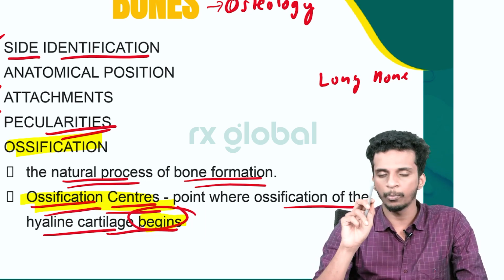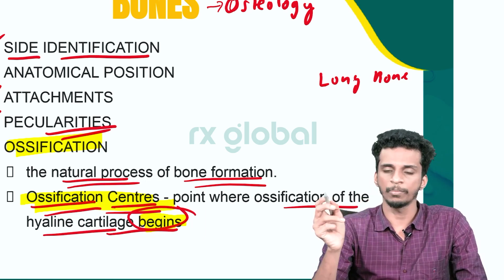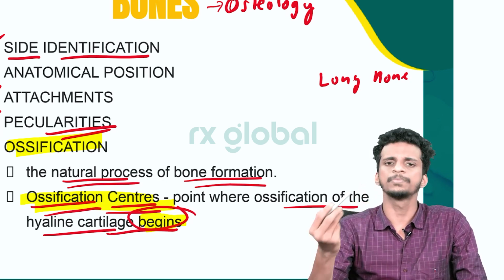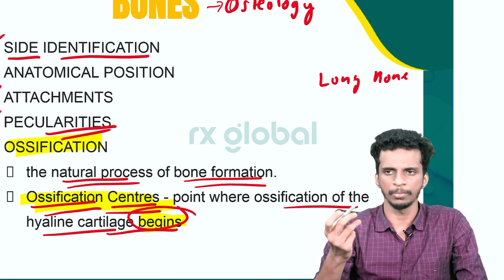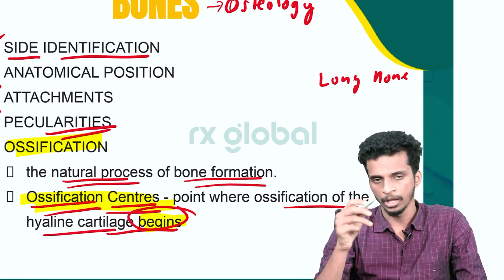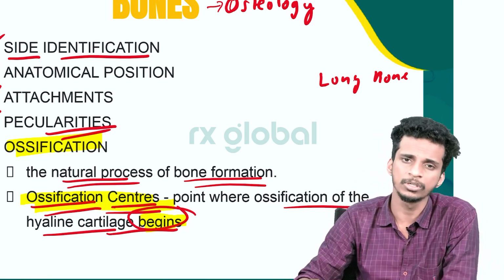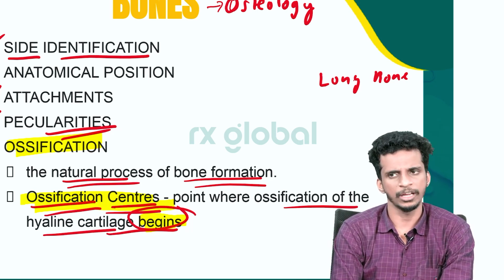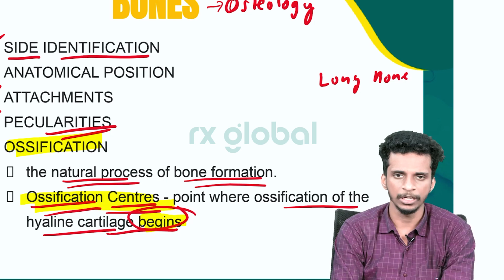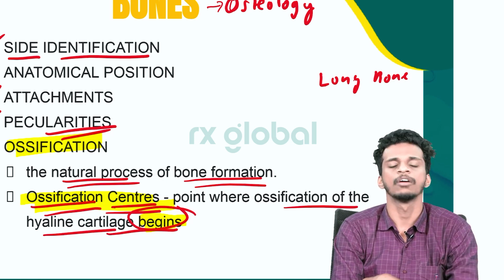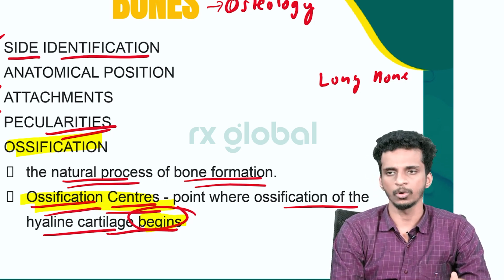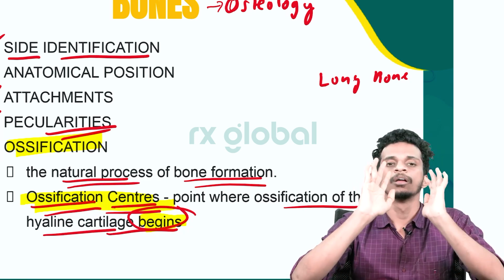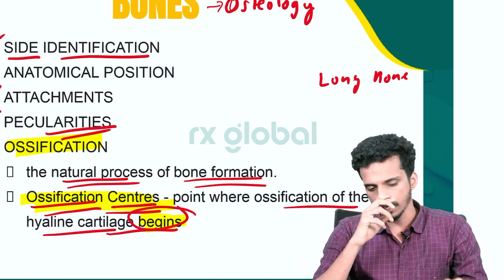Now the third point of a bone is the attachments, which muscles are attached to the bone. The fourth point of a bone is the peculiarities of the bone, that means the specialties. I have already mentioned two examples. The fifth point about bones is ossification. Ossification is the natural process of bone formation, and ossification centers are those points where this ossification begins. I hope it's clear to everyone.